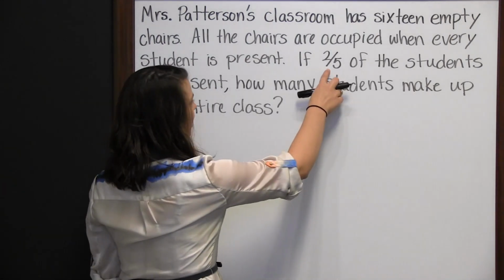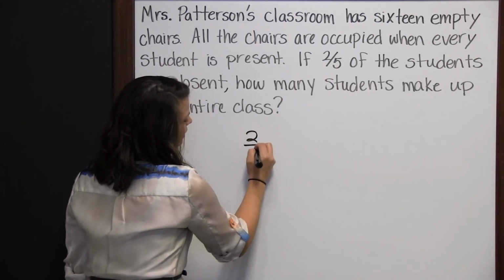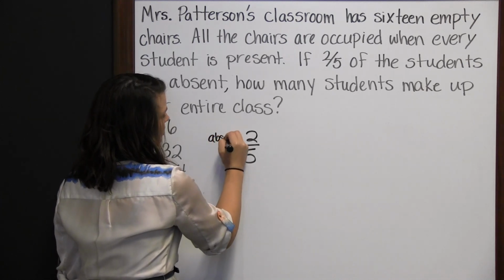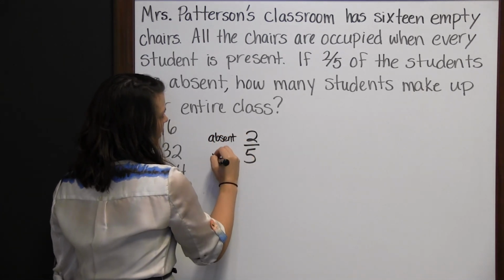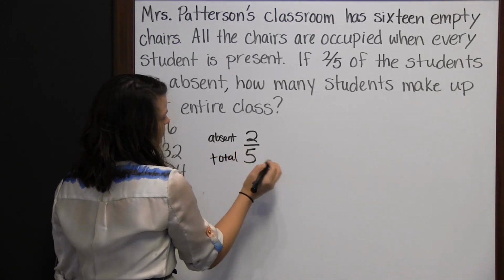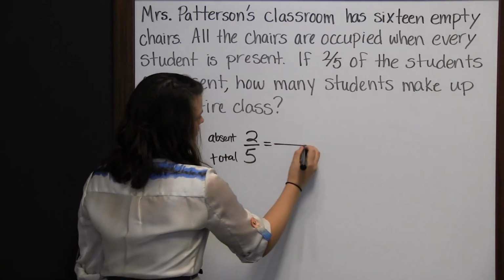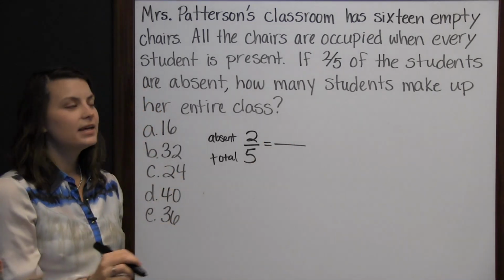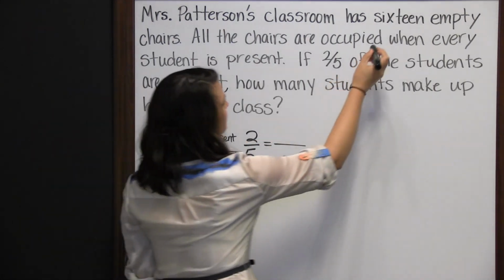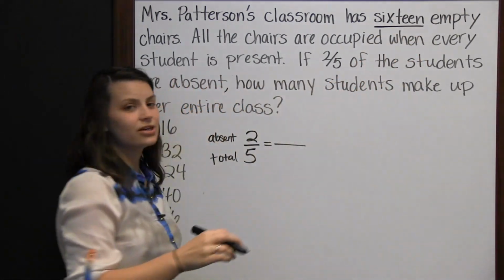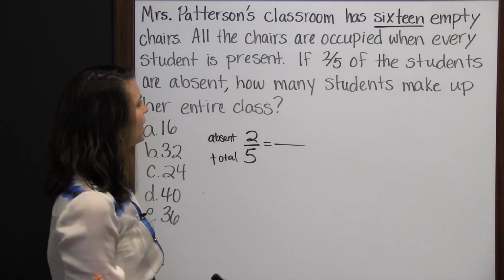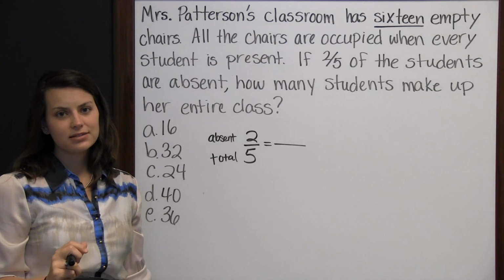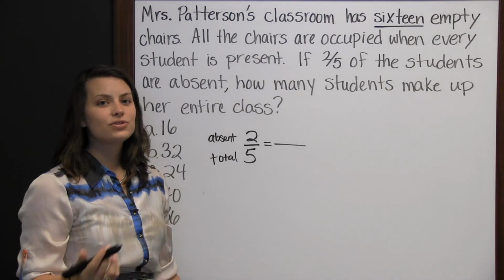We can take this fraction, 2/5, and use that as our first ratio, 2 being the amount of students who are absent out of the 5 total. And that equals, again, the number of students who are absent divided by the total. It says in the problem that there are 16 empty chairs, which means there are 16 students missing, since usually all the chairs are occupied when every student is present. So every empty chair is a student who's absent.